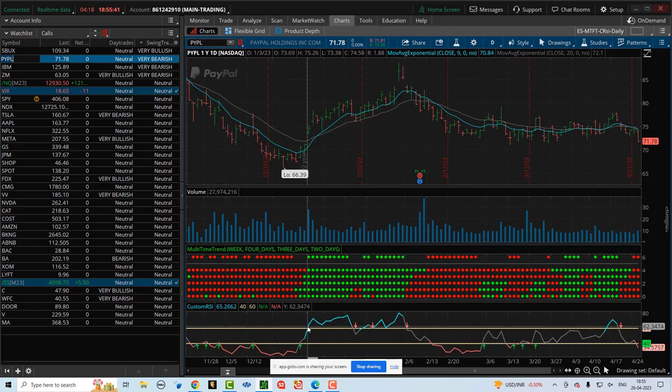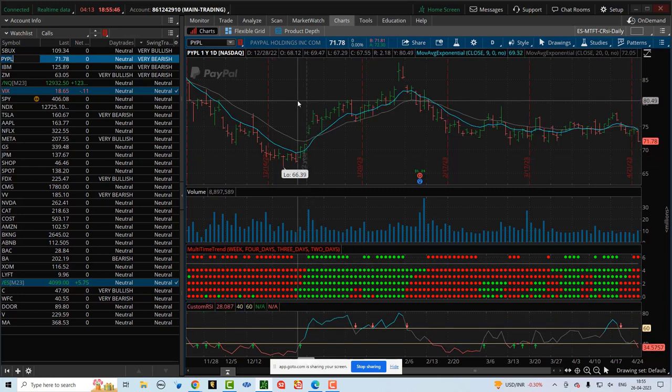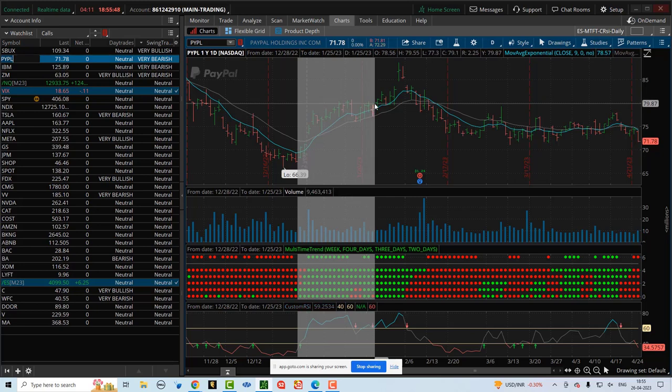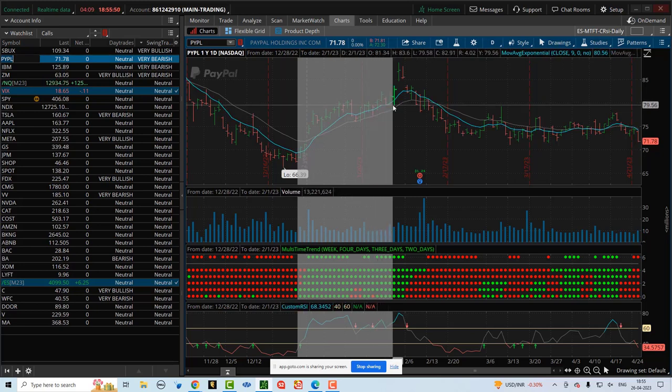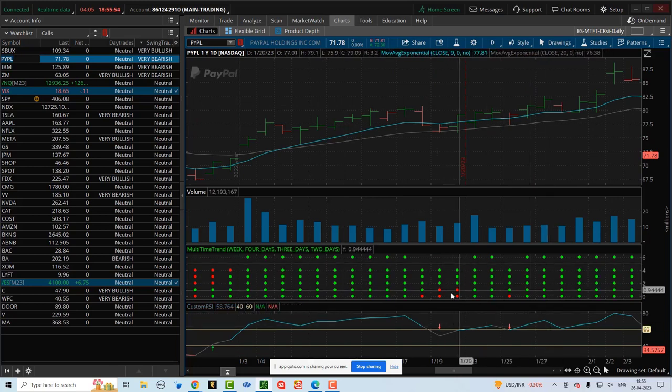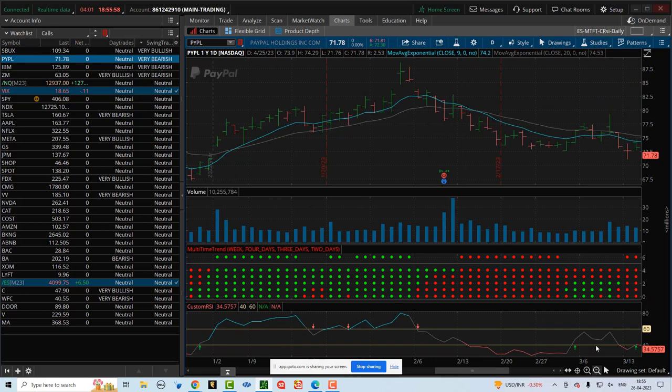Here you can see the custom RSI moves into the bullish area. So let's just focus on these guys here till here. It goes all the way, but you'll see a couple of red dots here, and you might want to get out of the trade. That's fine. But over here, you can see that the custom RSI moved into the overbought, which means it moves into the bullish zone.